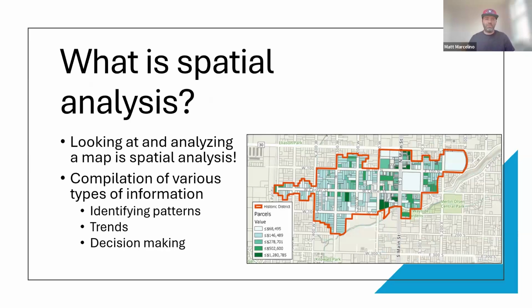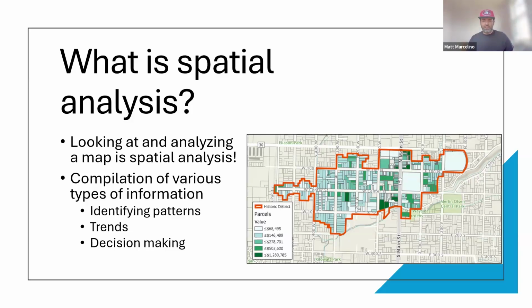Okay, so let's move into spatial analysis real quick and talk about what it actually is. So the first time you look at a map, you typically naturally start to analyze the features and the relationships that are presented. So you naturally begin compiling various types of information by identifying patterns, determining trends, or making decisions through the analysis. So this natural process of looking at and analyzing a map is a type of spatial analysis.